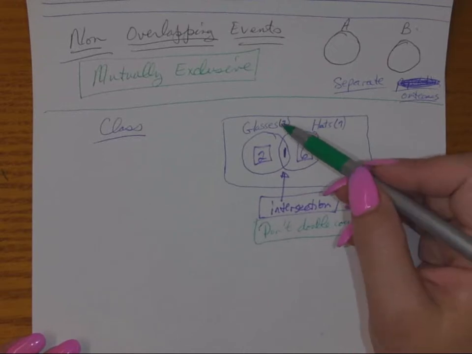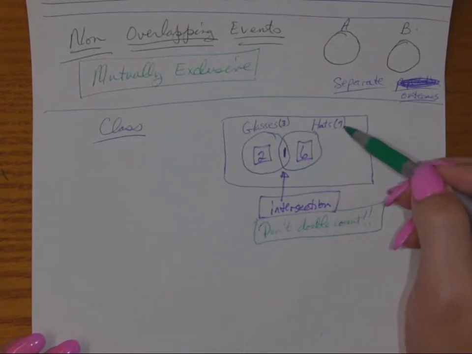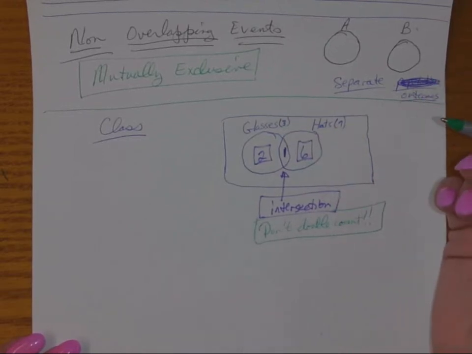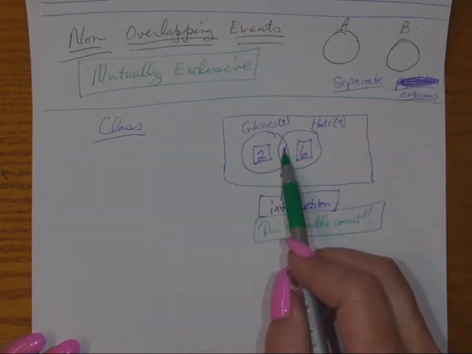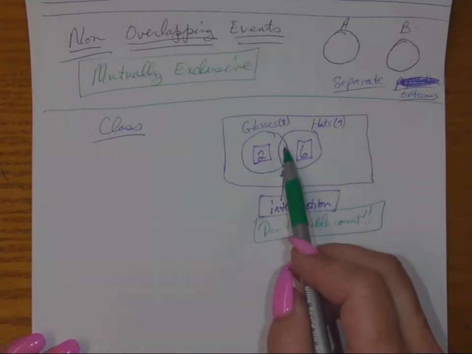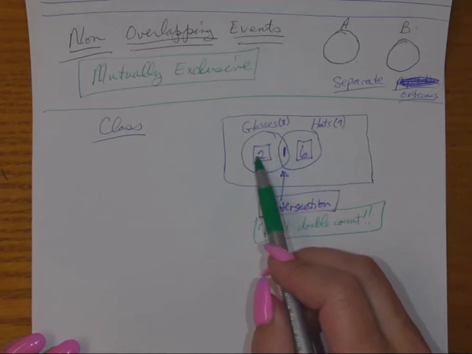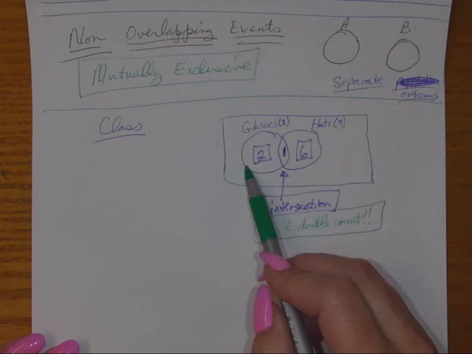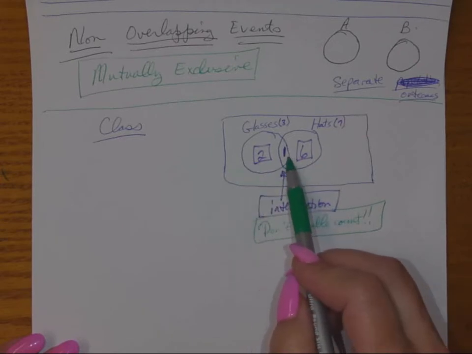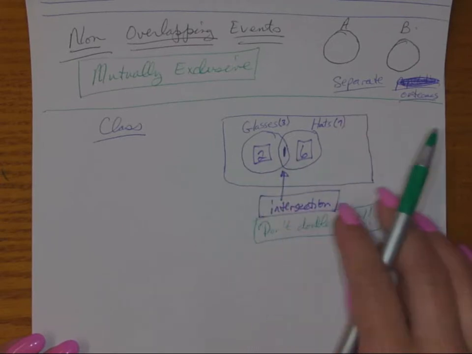So if I just added the 3 glasses and the 7 hats, I would have 10 people in those 2 circles, right? But when I look at it, because I adjusted my numbers for this guy in the overlap, I've got 1, 2, 3, plus 6 is 9. There are actually only 9 people in here. It's just that that one guy has both. He's in both circles, right?